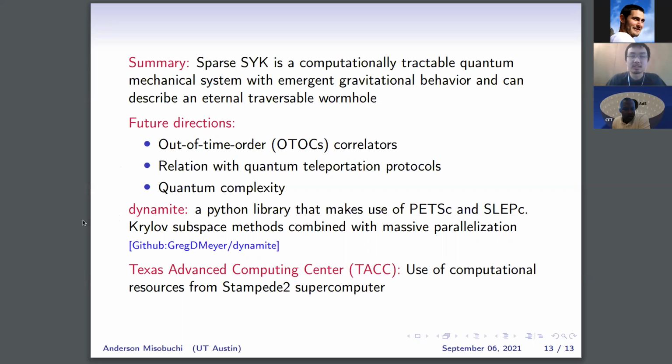And just some comments about the numerical methods. I used the dynamite library, which is a Python library that works like an interface for two C libraries, PETSc and SLEPc. They make use of Krylov subspace methods, and you can parallelize your code. That's how we were able to achieve the values of N that I showed. And we used the resources from the Texas Advanced Computing Center, TACC, to run our simulations.